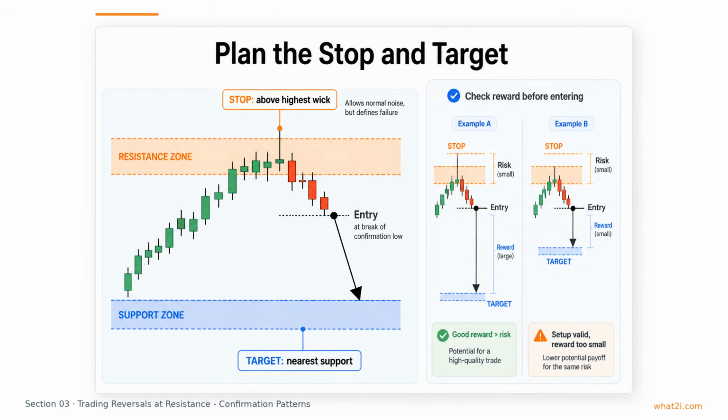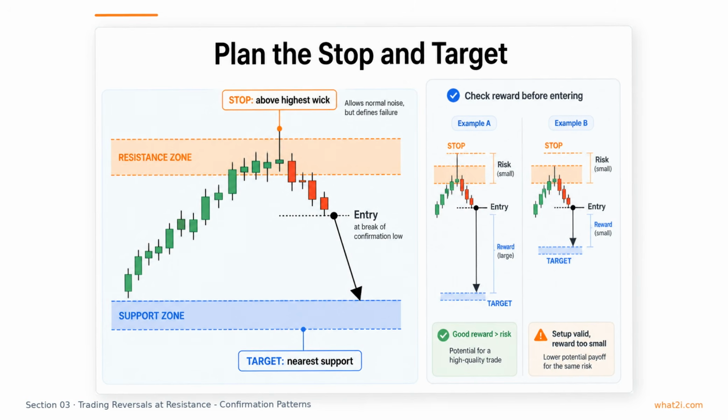Before entering the reversal trade, you need a clear stop and a logical target. A common stop placement is above the highest wick in the confirmation area, because a move through that point weakens the bearish idea. For the target, the nearest support zone below is usually the most natural destination. Then compare the distance to the stop with the distance to the target.